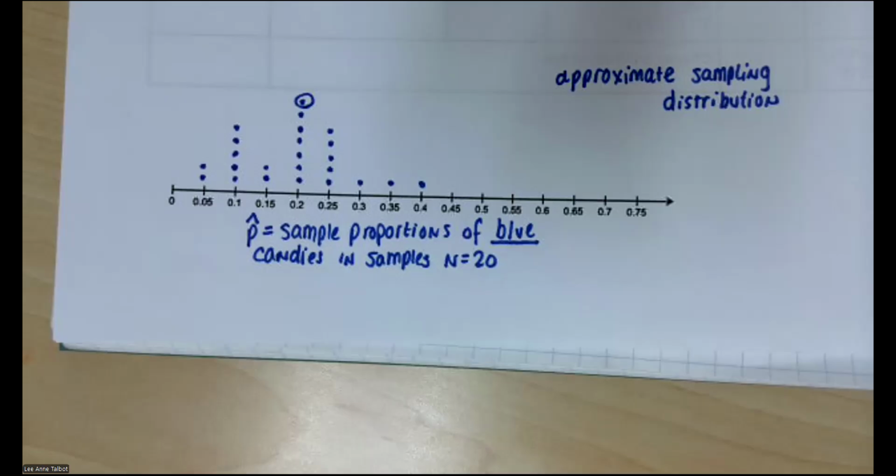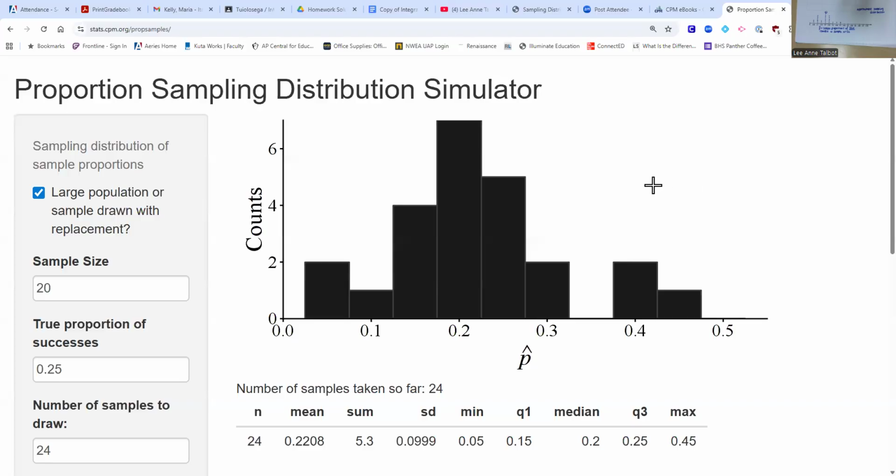Okay. All right, so I told you guys, I taught this class out of two books, and I don't love the CPM text, but I steal things because I'm a robber. And I stole, I know, how could you, Mr. Sabat? I stole their proportion sampling distribution simulator.